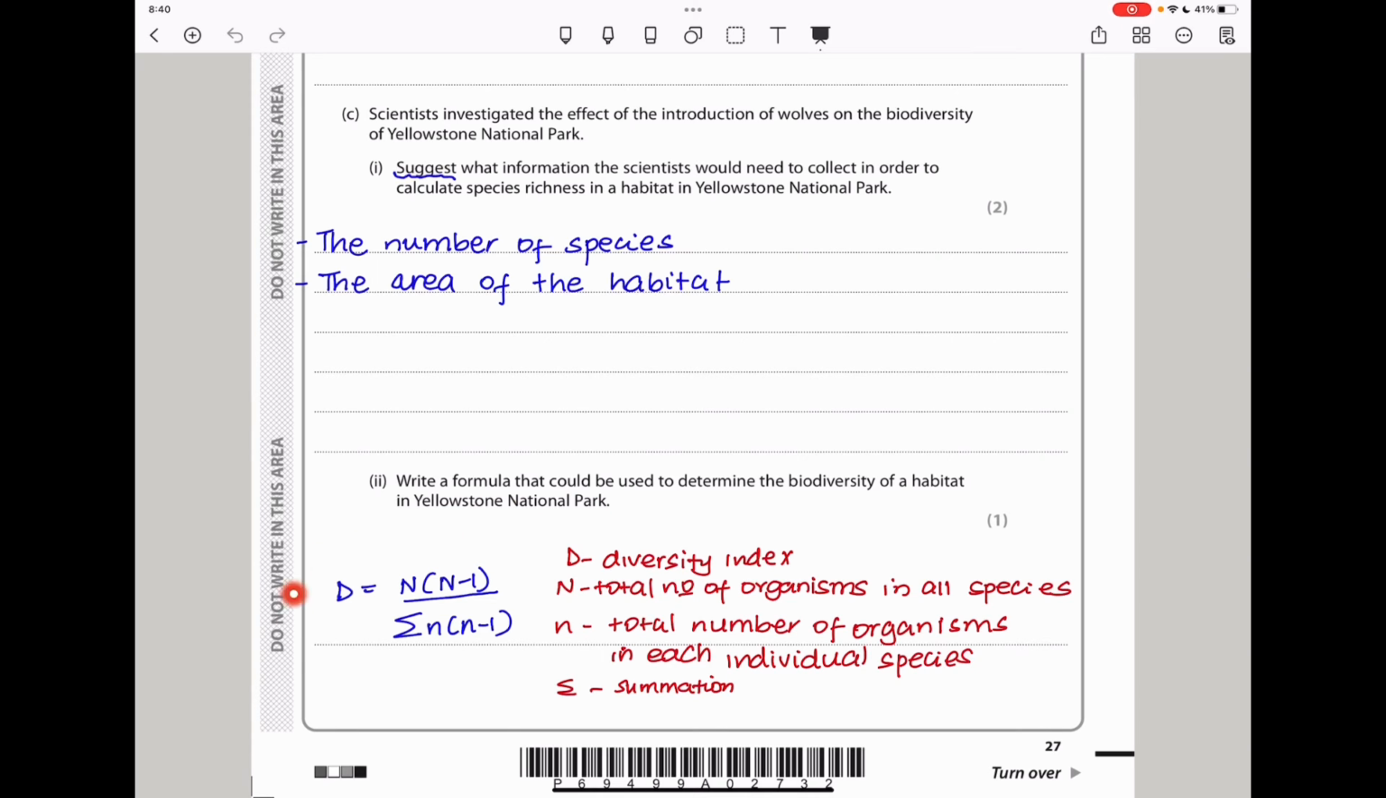The formula should be this. D, which is the diversity index, should equal N, capital N being the total number of organisms in all species, into that same capital N minus 1 in brackets, divided by the sum of n, where small n is the total number of organisms in each individual species. And this is summation. You add up everything. So you multiply n into n minus 1 and then add everything to get the total of that. So this formula here should be used to find the biodiversity of a specific habitat.